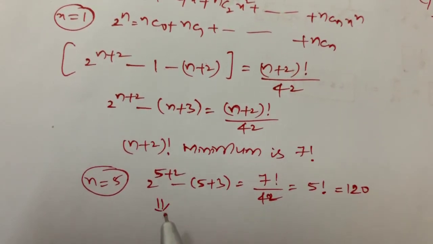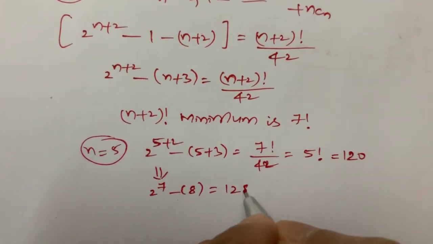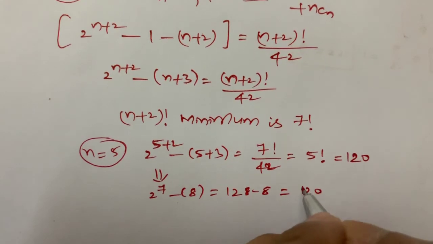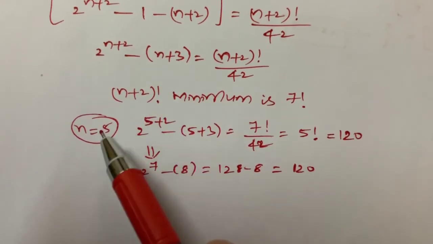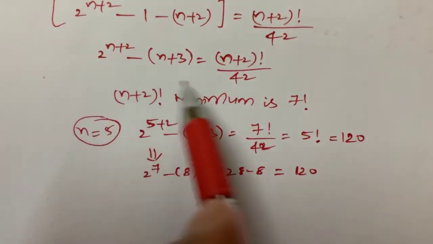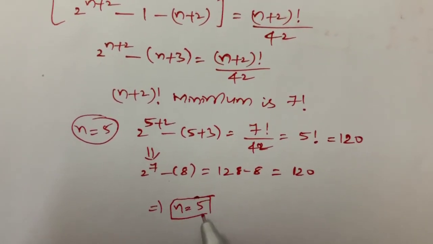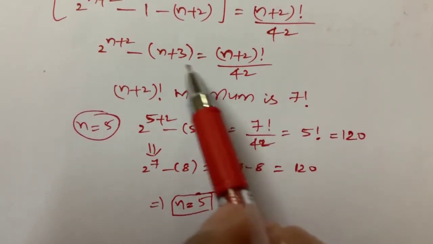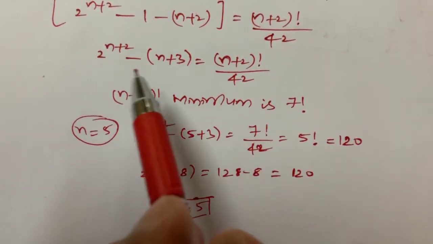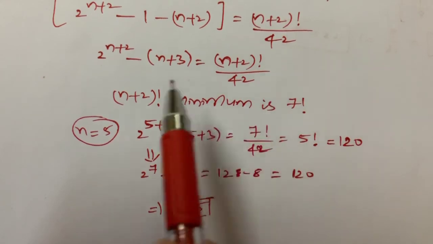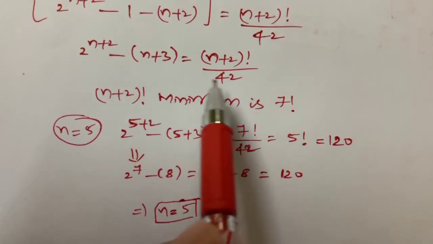So here, 2 power 5 plus 2 is 2 power 7, minus 8. 2 power 7 is 128 minus 8, right? So 120. So (n plus 2) factorial is getting satisfied for this equation, and the value of n comes out to be 5, which will satisfy this equation. If this is not satisfied, then what we have to do? We have to go for the next value, n plus 2 equal to 8 factorial, and we will verify this. Like that, at some value of n, the equation should be satisfied. So whatever value of n satisfies this equation will be our answer.